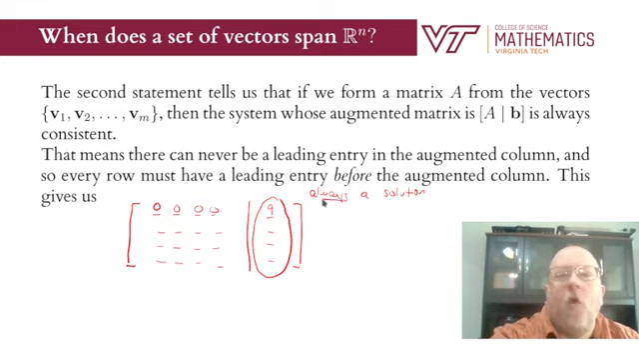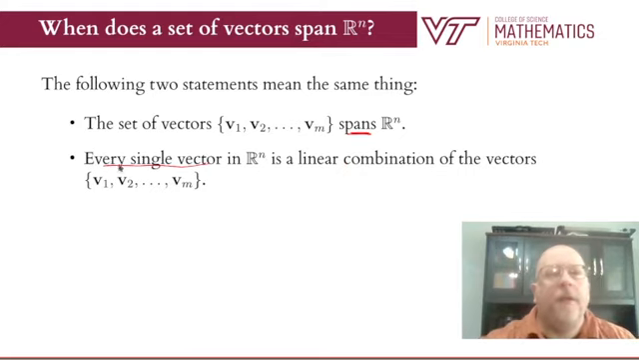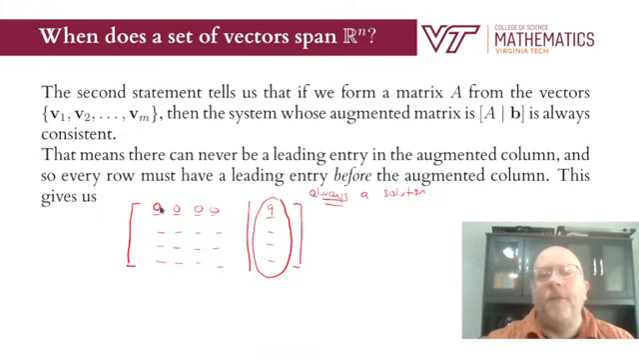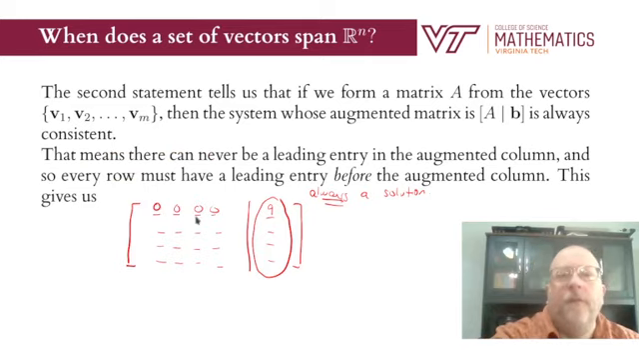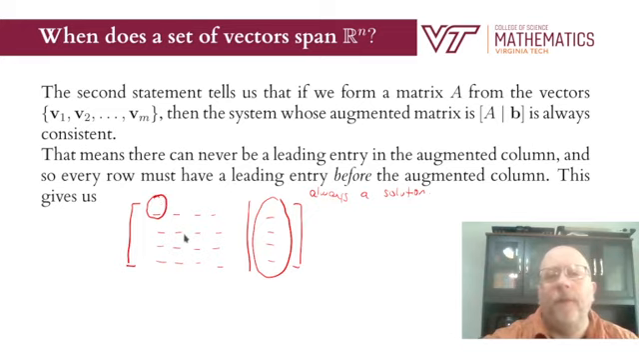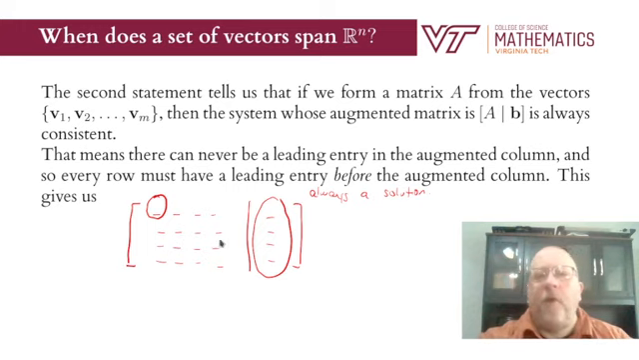And we're told that there's always a solution. The second statement says every vector is a linear combination. And so we always have a solution. And that means the top row of this echelon form can't be all zeros. And therefore, we have to have a leading entry in the top row. But then this argument carries on to every row.